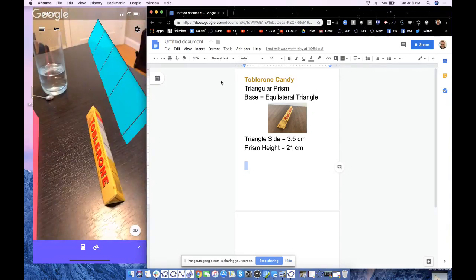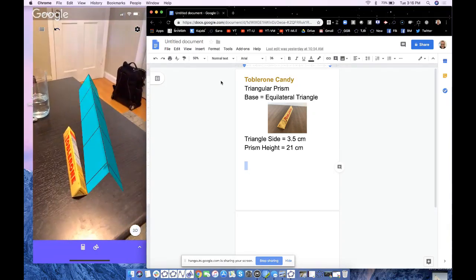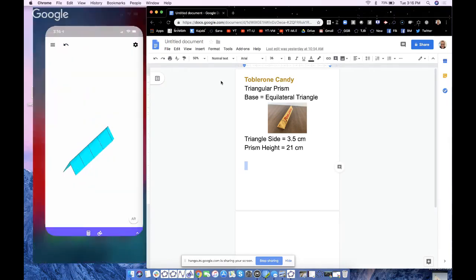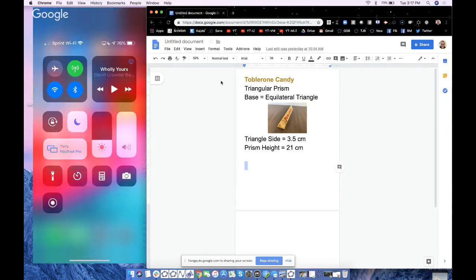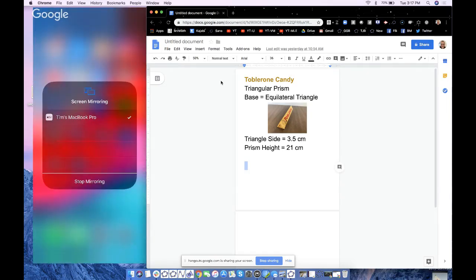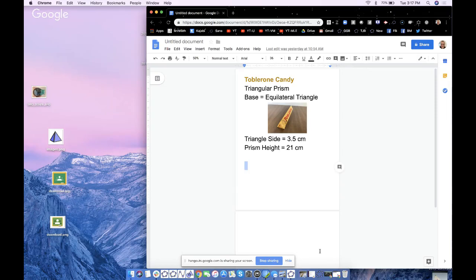That is the power of working with GeoGebra 3D and augmented reality. You could have students build real-world models because we live in a 3D world. But not only that, augmented reality allows you to test those models that the students actually make. So that's what I wanted to show you here.